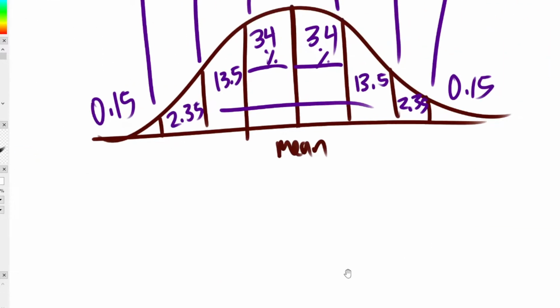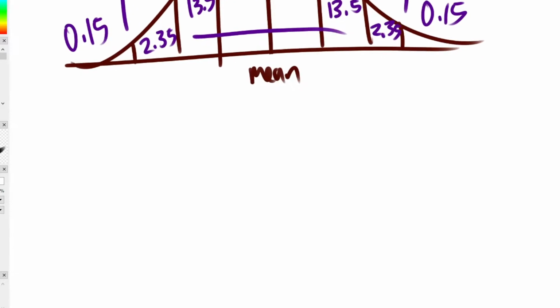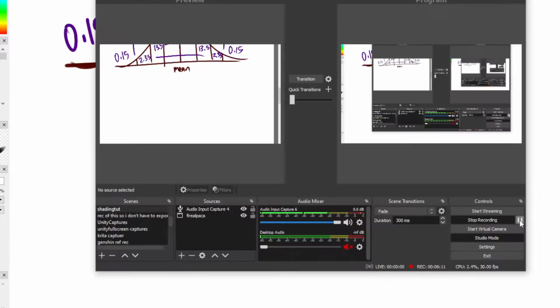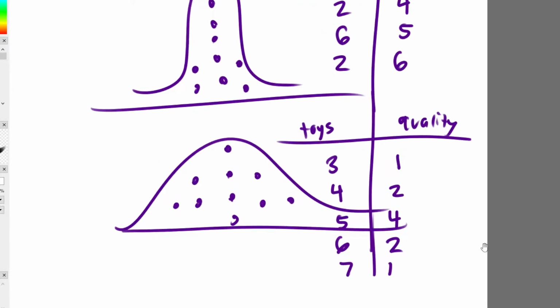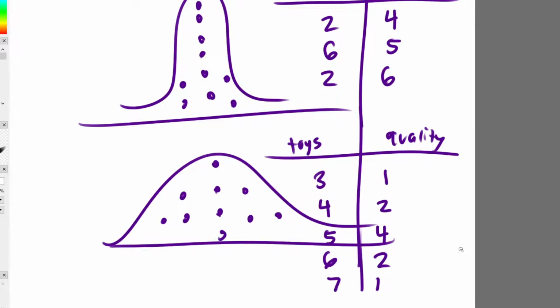Then there's the idea of a standard deviation. Now, give me 1 second. I'll draw something up really quick. So let's say we have 2 factories that make toys, and they have a quality scale rating for each of the toys made, 1 through 10.